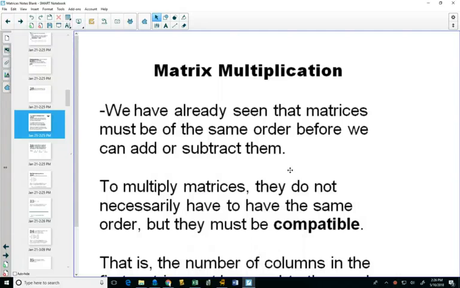Matrix multiplication. Now, with adding and subtracting, you can only add and subtract matrices if they're exactly the same size.